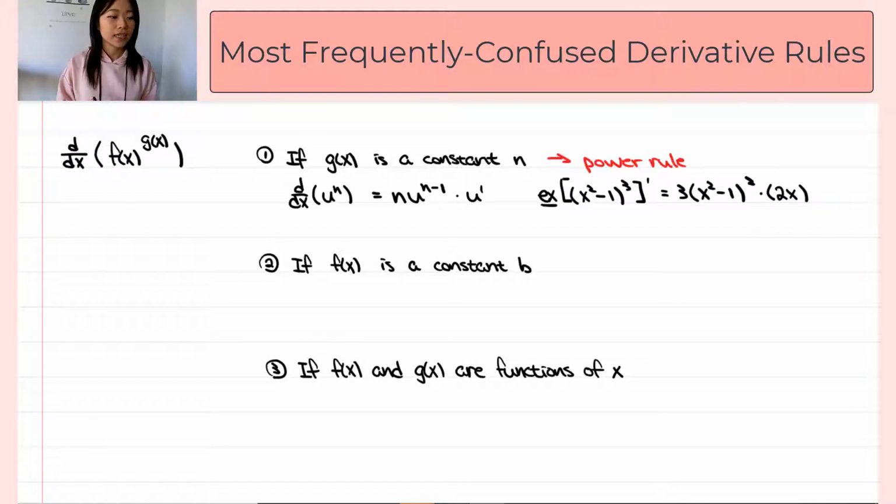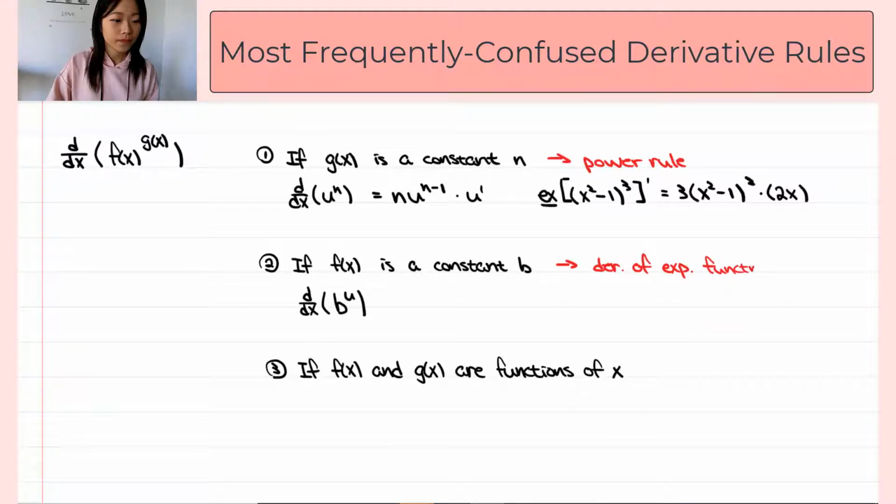Now let's look at the second case. If the base f of x is a constant b, that is we have the derivative of b to the power of a function of x, let's call it u, then in this case, we use the derivative of exponential functions. Which is b to the power of u, the same, times ln of b. And since u is a function of x, we need to multiply by the derivative of u.